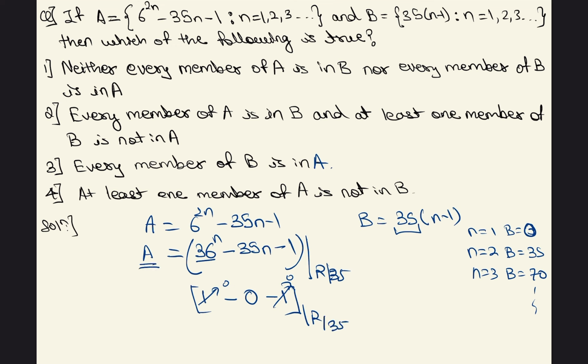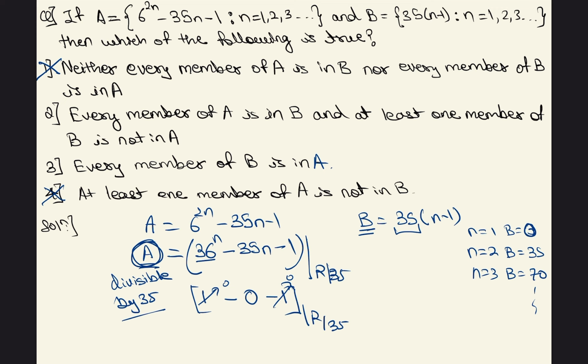Hence every single value of A will be divisible by 35. It will be a multiple of 35, which basically means that every member of set A will be part of B. That we have conclusively understood. So the first option is not the answer, because it says neither every member of A is in B; that's not true. All members of A will be in B, that we have conclusively proven. So the fourth is also not an option because it says that at least one member of A is not in B. Hence the fourth is also not an option.